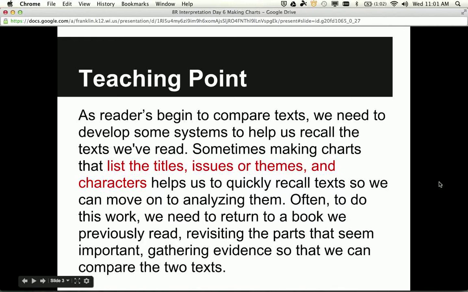The teaching point for today: as readers begin to compare texts, we need to develop some systems to help us recall the texts we've read. Sometimes making charts that list the titles, issues or themes, and characters helps us to quickly recall texts so we can move on to analyzing them. When we're talking about texts, we're just talking about books that you're reading. Often, to do this work, we need to return to a book we previously read, revisiting the parts that seem important, gathering evidence so that we can compare the two texts.